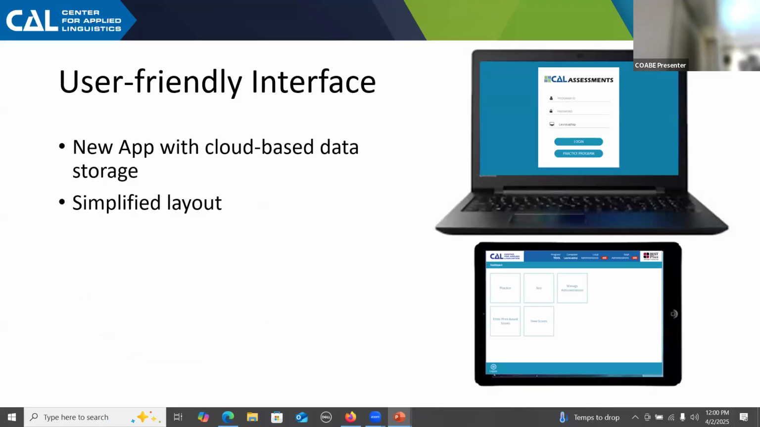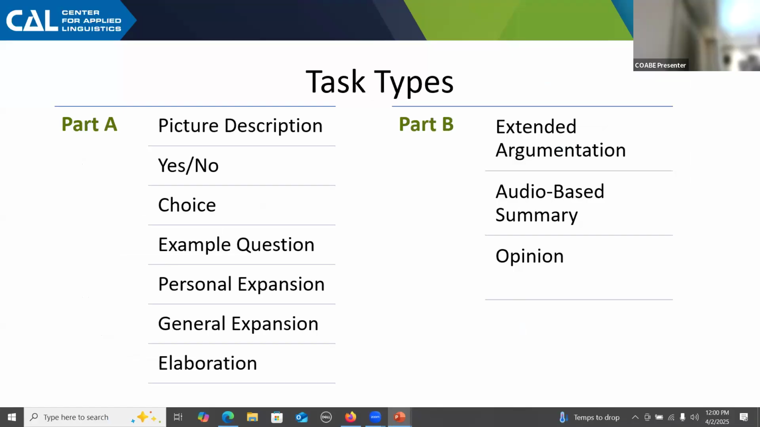User-friendly interface. This is basically what the test looks like. The app is available free of charge right now on the Cal website. Anybody is free to download it. Folks can download it on their personal computers if they like. No restrictions there.